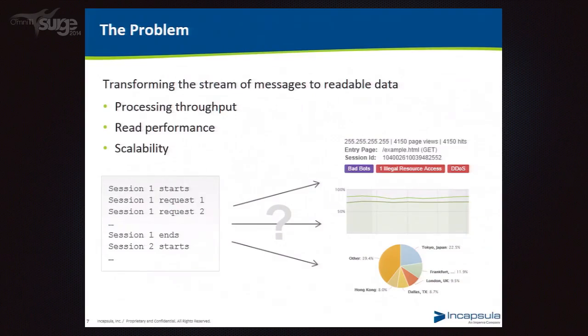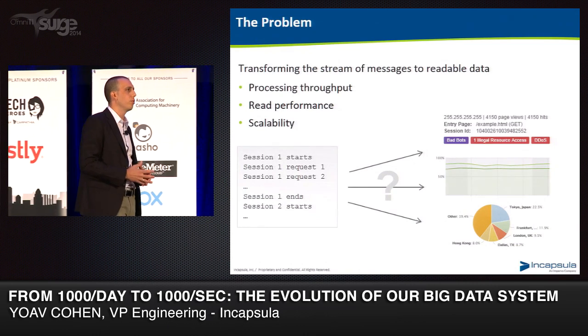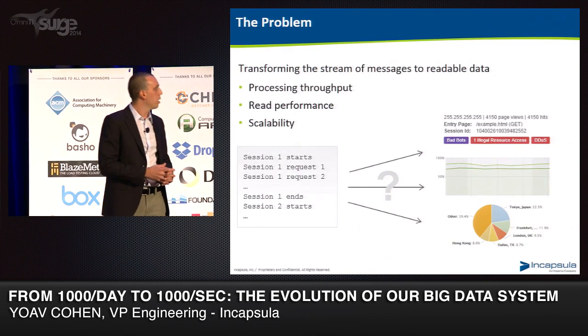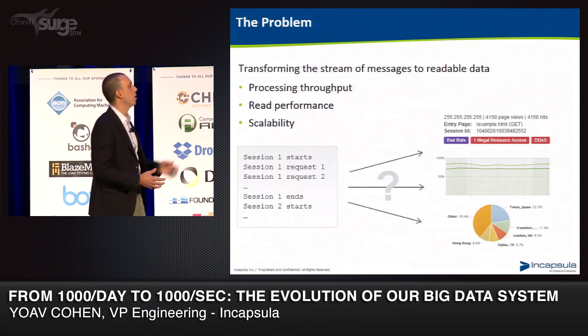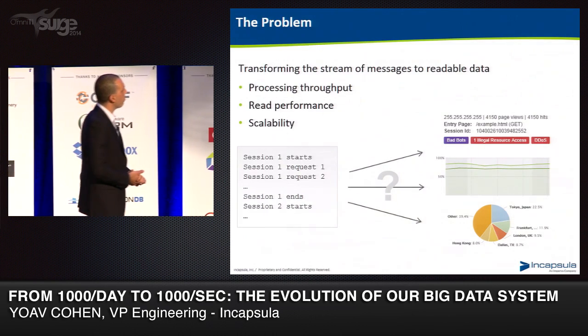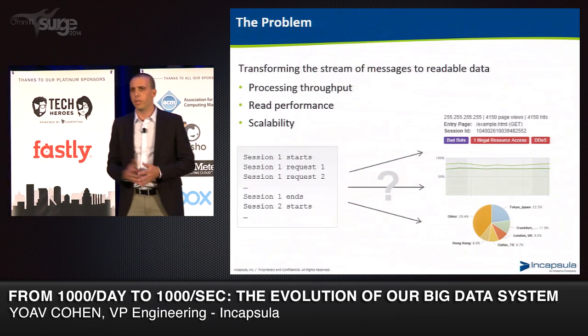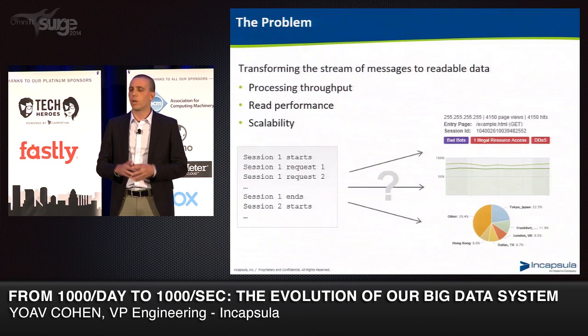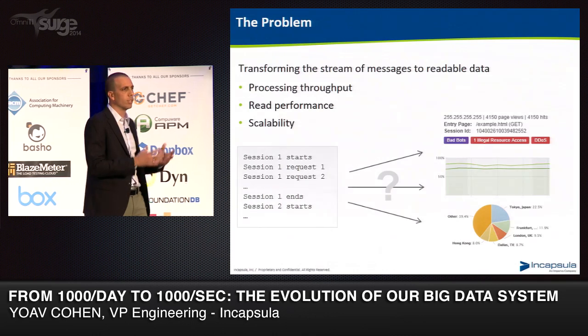Our problem for this talk, what we want to solve, is how do we take these hundreds and hundreds of high throughput streams that are created all around the world, and bring them into one location and create data out of them that we can build features on top of, like our reports and our dashboards. While looking at the different solutions that we built over the years, I'm going to measure them with three metrics or performance indicators.